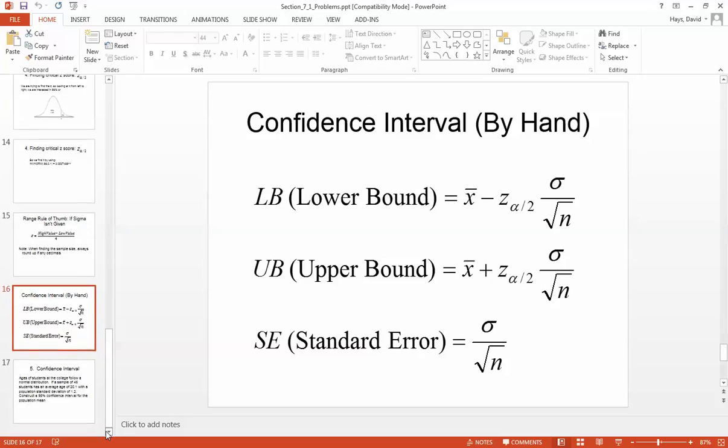Okay, now these are the formulas on how to do it by hand. So we got our lower bound and upper bound. The lower bound is x bar minus z alpha divided by 2 times sigma divided by square root of n. And the upper bound is x bar plus z alpha divided by 2 times sigma divided by square root of n. And your standard error is sigma divided by square root of n. So if you got any problem asking you to find the standard error, you plug in sigma, plug in n in this formula, and you'll get it.